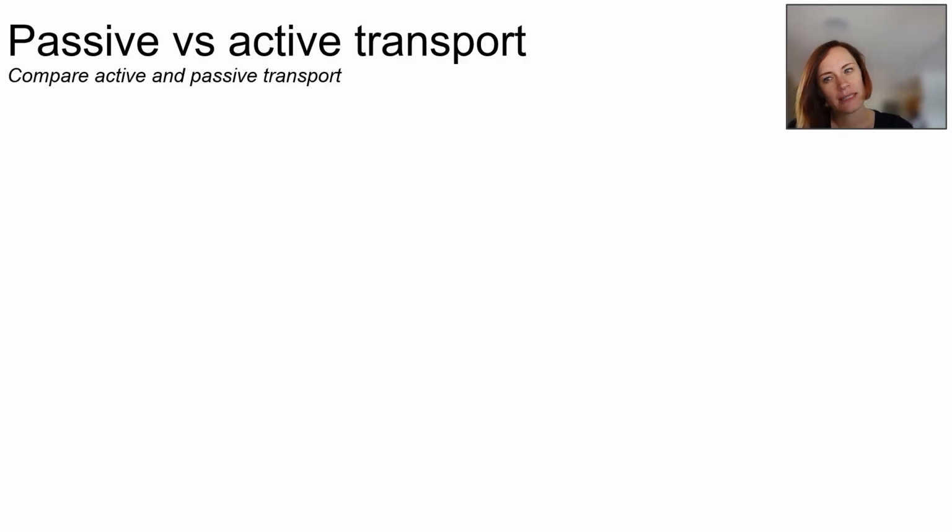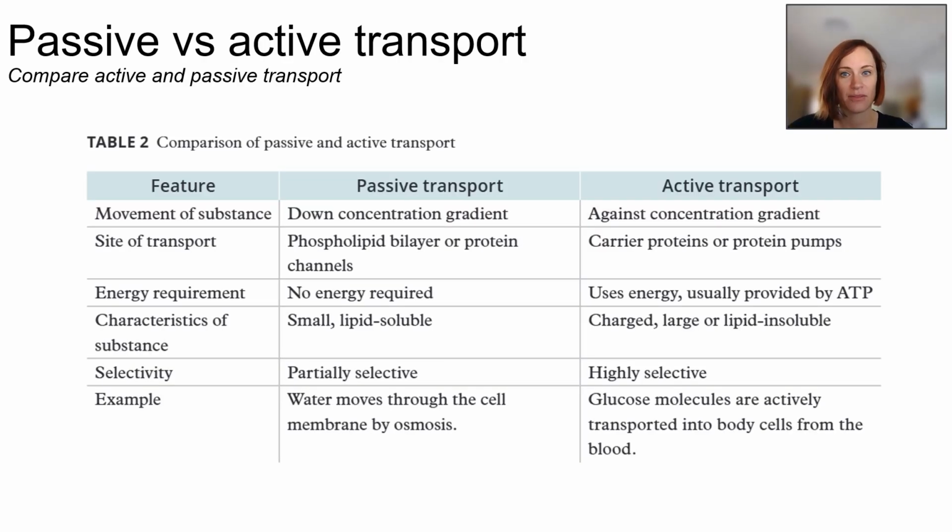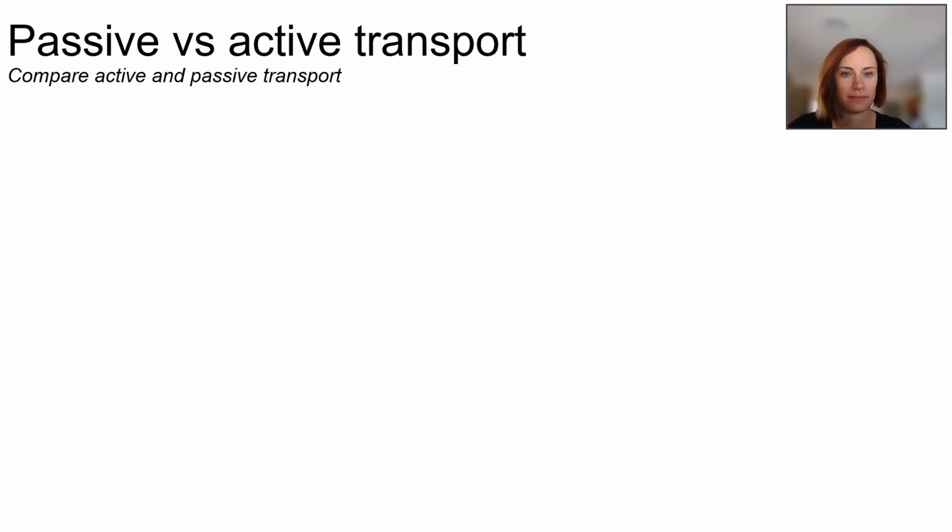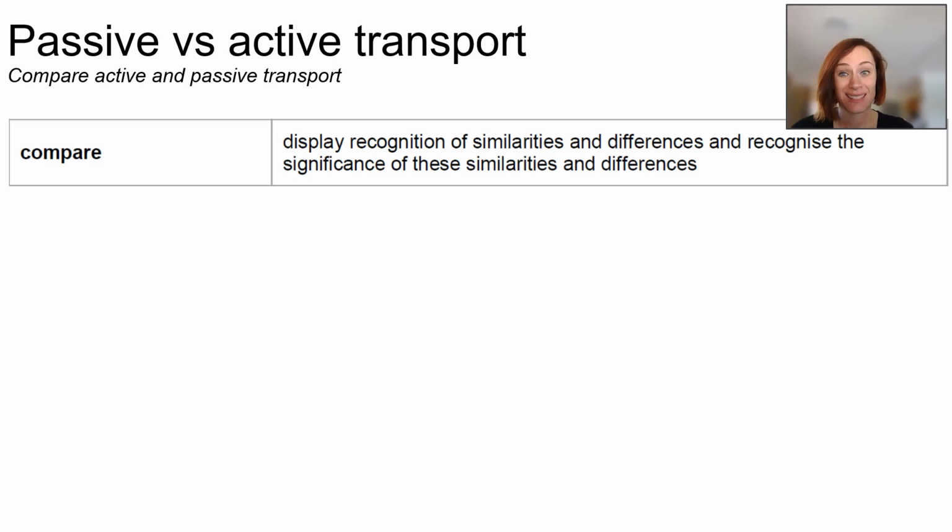Now, Oxford has a really lovely table showing some of the features of active and passive transport as a comparison. That's our starting point. But firstly, let's make sure we understand what the QCAA is actually asking for when they ask us to compare something, because we are aiming to compare active and passive transport. So this is the definition of compare from QCAA. It says display recognition of similarities and differences, that's the first part, and recognise the significance of these differences and similarities. Okay, so there are three things there that you need to do.